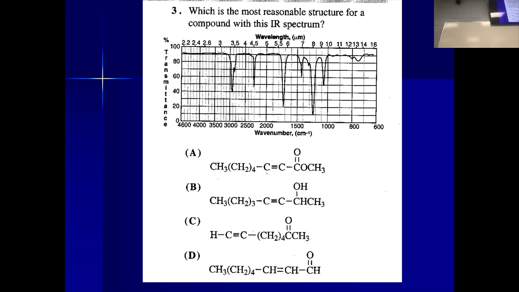So it can either be what? A or C. Which is the correct answer? A. Why is it not C? Is it because of the hydrogen? It is. If you notice, this has a terminal hydrogen on this alkyne, which should be somewhere over here, right? And it's not there. Here's the normal CHs, it's about right in this region, 3,300, 3,400, something like that.